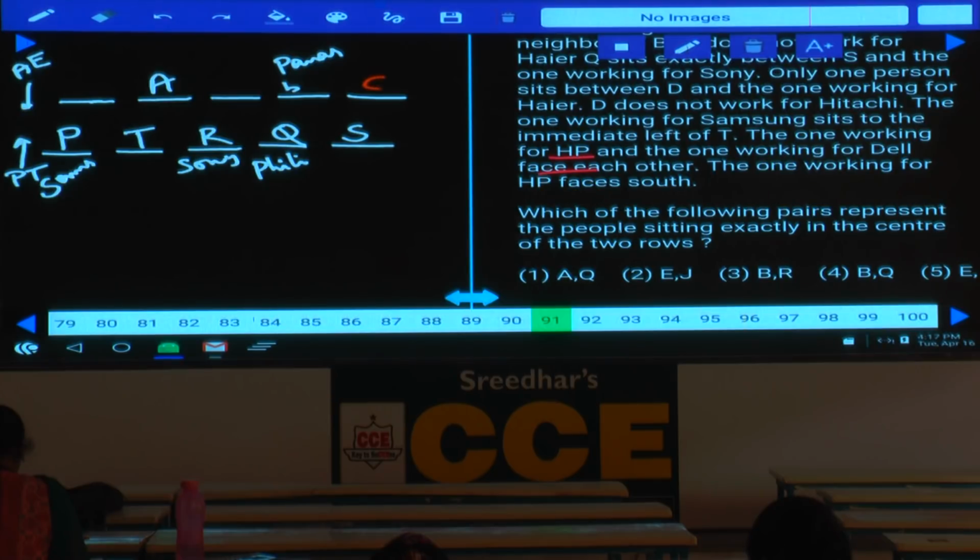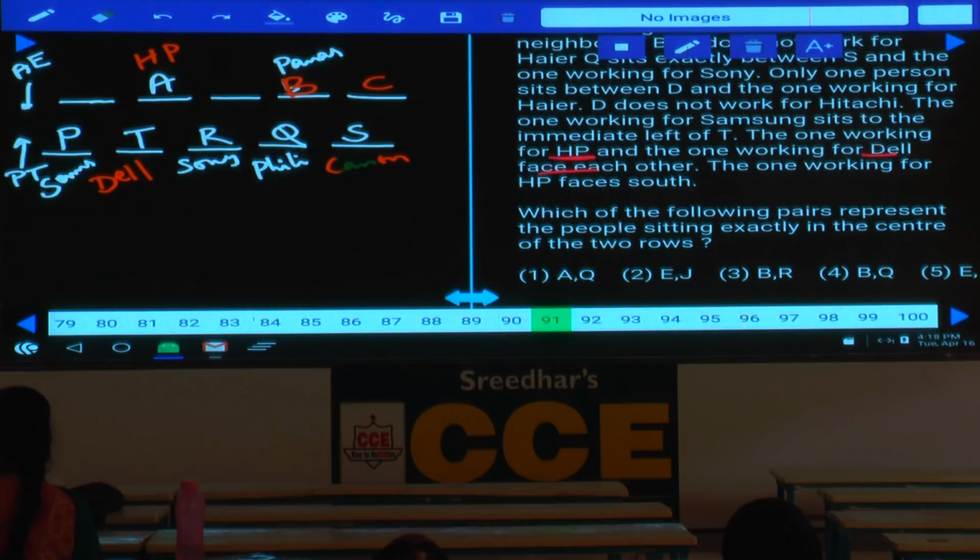As C cannot be at this place, then where should this C be? C must be here. If C is here, this C is opposite to Canon. Now HP and Dell are opposite to each other, and this HP is facing towards south. Hence, where should this HP be? Now this HP must be here, and this is Dell. This is the only thing left over, isn't it? As C is here and B and C are adjacent to each other, B will be here.